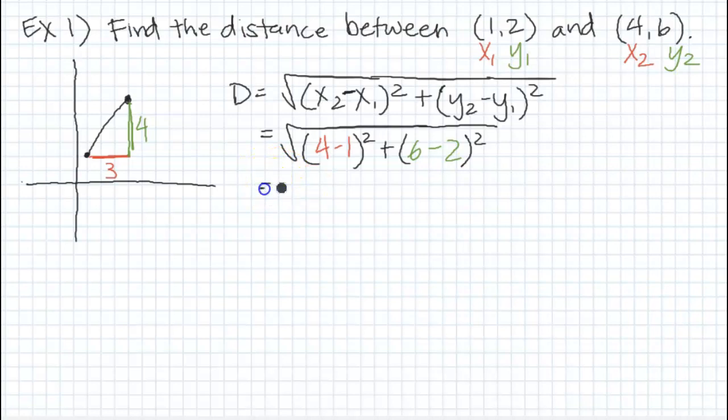All right, I want to work this out solving the parentheses first. So 4 minus 1 is 3. So I'm going to have 3 squared plus 6 minus 2, which is 4. And so what you should notice at this point is I ended up with 3, which was my horizontal distance, and 4, which is my vertical distance. And that's connecting back to actually how it looks on the graph.